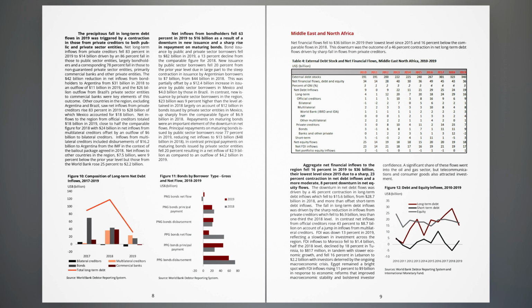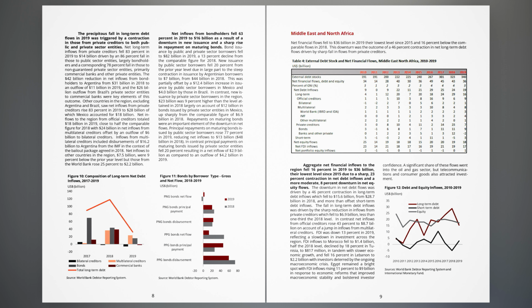The precipitous fall in long-term debt flows in 2019 was triggered by a contraction in those from private creditors to both public and private sector entities. Net long-term inflows from private creditors fell 83% in 2019 to $14 billion, driven by an 86% fall in those to public sector entities, largely bondholders, and a corresponding 78% fall in those to non-guaranteed private sector entities, primarily commercial banks and other private entities.